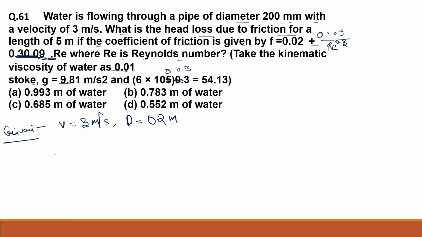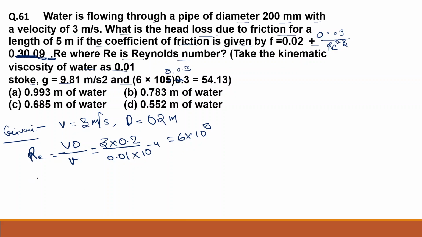So we will use the Reynolds number formula. Re is equal to V D upon v, where v is the kinematic viscosity. That is 3 into 0.2 upon 0.01 into 10 to the power minus 4, equal to 6 into 10 to the power 5. By solving this one we get the answer. After that we will write the given equation, the coefficient of friction given in the question.